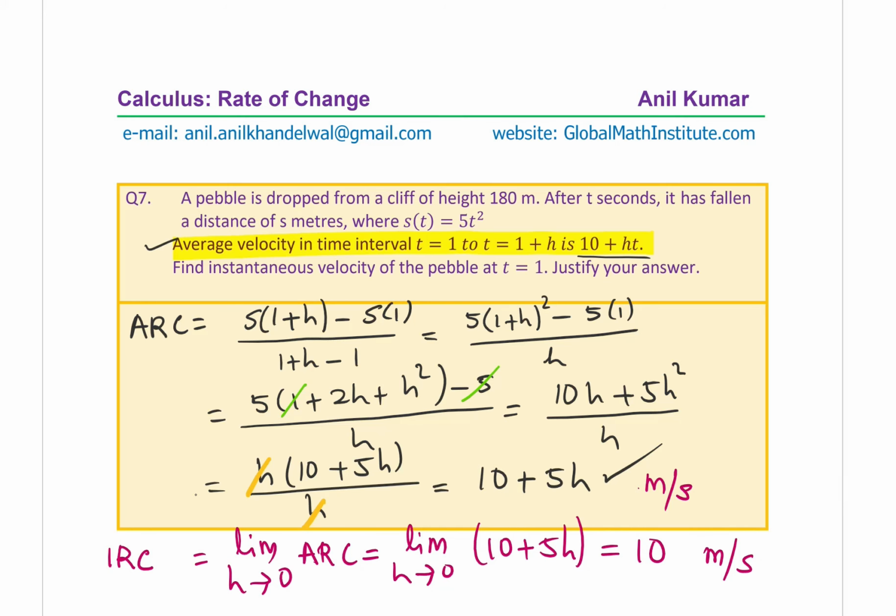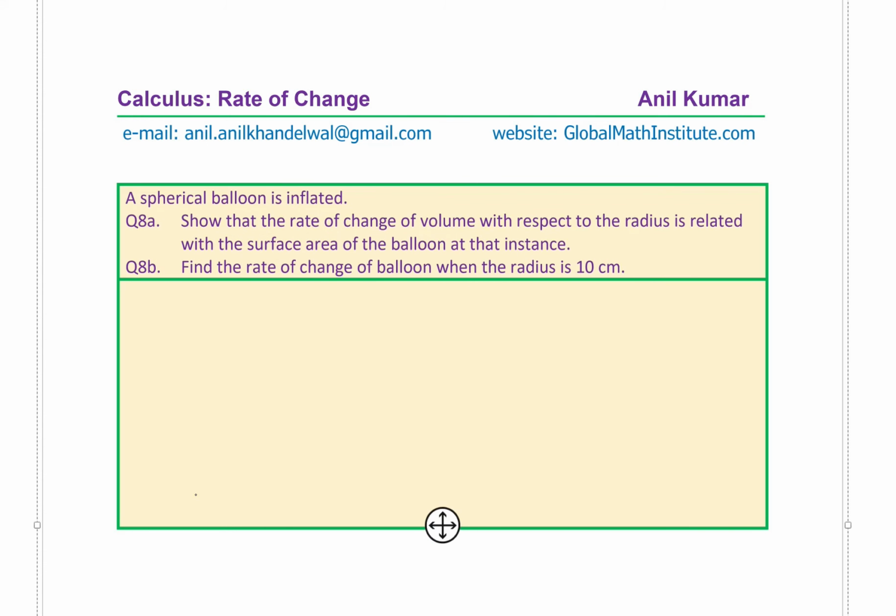The last question here is, a spherical balloon is inflated. Question 8a. Show that the rate of change of volume with respect to the radius is related with the surface area of the balloon at that instance. And 8b is, find the rate of change of balloon when the radius is 10 centimeters. So now this is a very popular question.